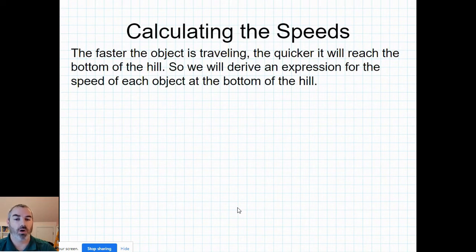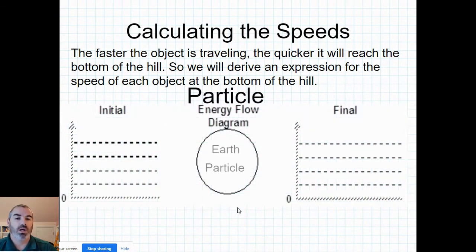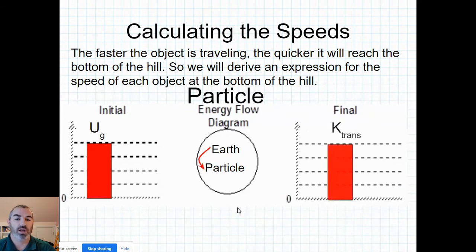So we're going to look at the particle first. If we look at a bar chart, we have the particle and the Earth as the system. It has the same amount of U_G for each object to start with. The Earth transfers energy to the particle, and that particle has all translational kinetic energy at the end. So U_G is equal to K translational. We substitute the equations: mgh equals 1/2 mv squared.